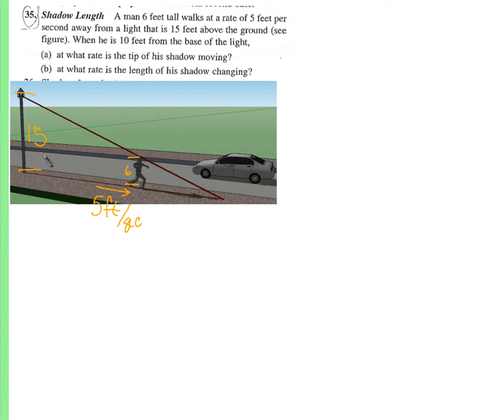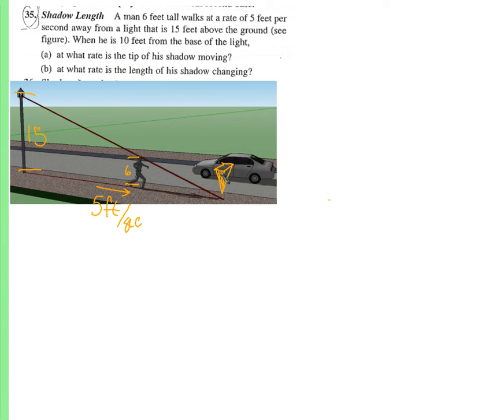When he is 10 feet from the base of the light, two questions. At what rate is the tip of the shadow moving? Okay, we have all played The Sims before. Just imagine a bouncing, pointing arrow above my head, a diamond in The Sims. It's just bouncing and pointing at the tip of the shadow wherever the tip currently is. So he's moving away from the light, and the tip of the shadow is moving. You can imagine this marker moving along with it.